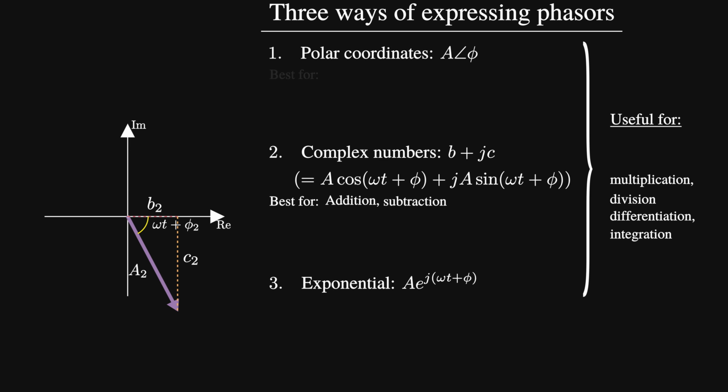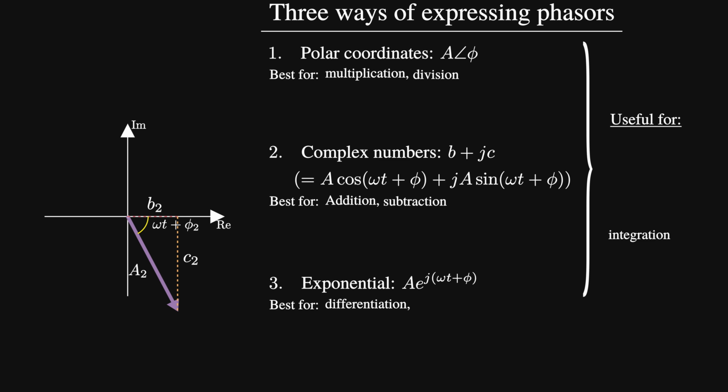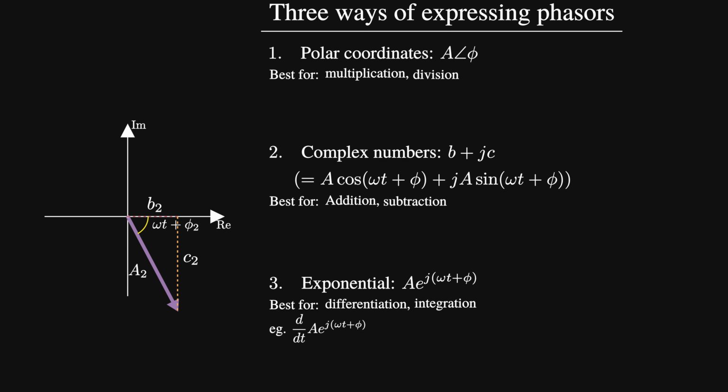For multiplication and division, we can use polar formats where we can use the following mathematical shortcuts. If we multiply 2 phasors, we simply multiply their amplitudes and sum the phase shifts. If we divide 2 phasors, we just divide the first amplitude by the second and subtract the second phase shift from the first. It's also pretty easy to do these operations in exponential formats as well. Lastly, for differentiation and integration with respect to time, we use exponential formats. Taking the derivative of the exponential just means taking the prefactor of t out front, which is always j times omega. For integration, which is very similar, we just divide by j times omega.